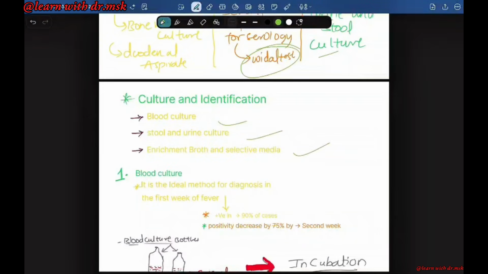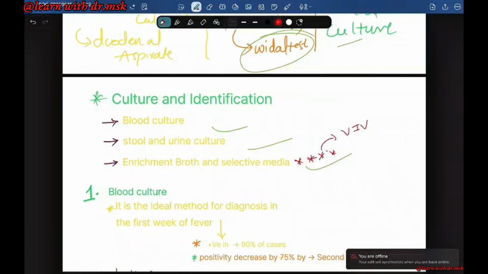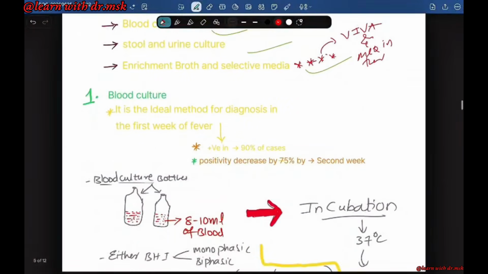Next, we are going to identify the culture and identification systems: blood culture, stool culture, and enrichment and selective media. Here, I want to make a statement that this is 5-star important for viva and MCQ, and in theory.